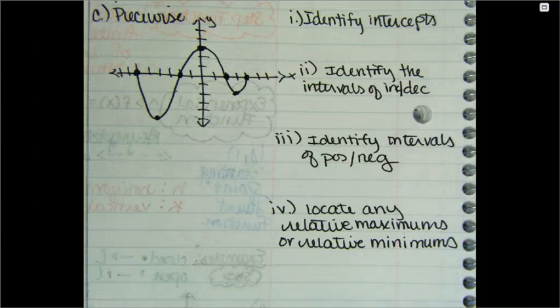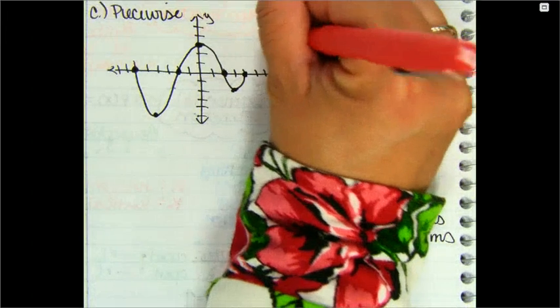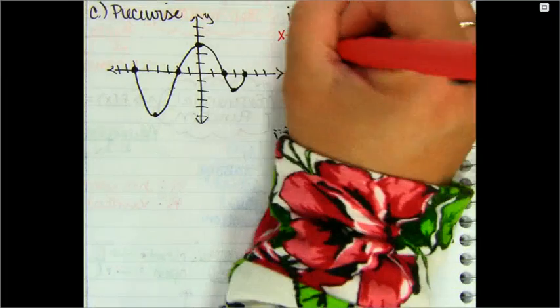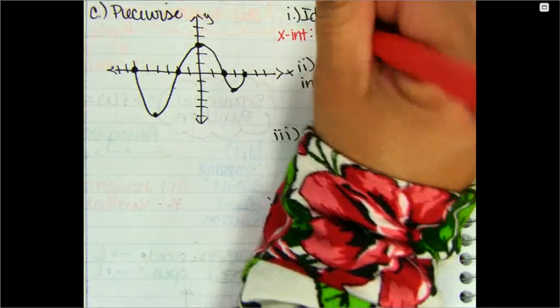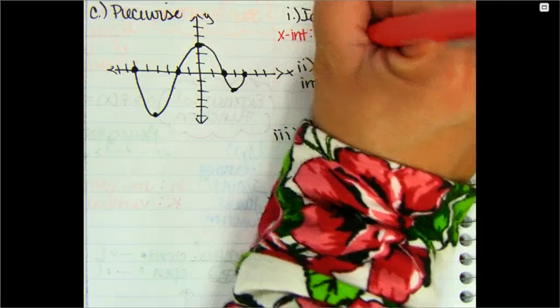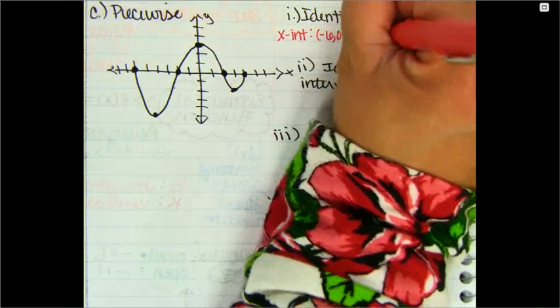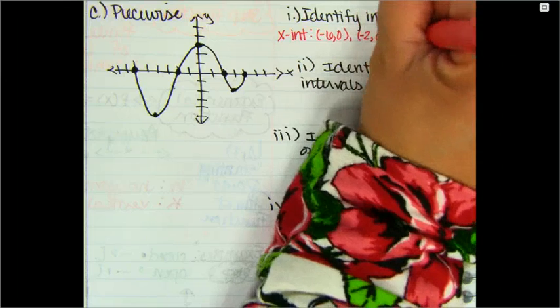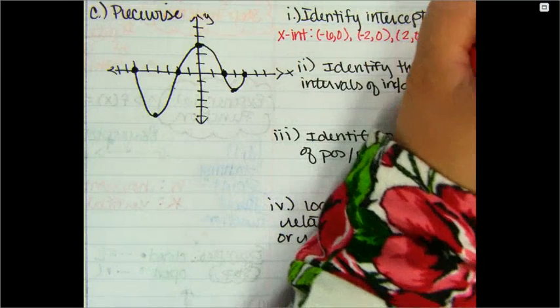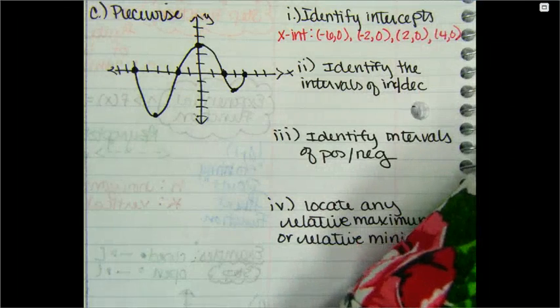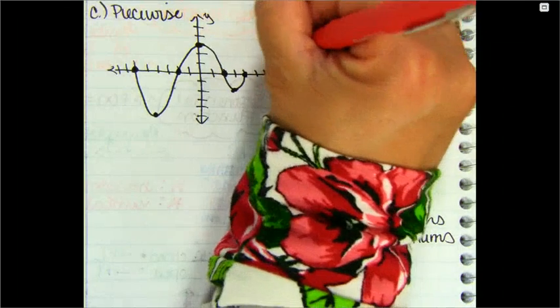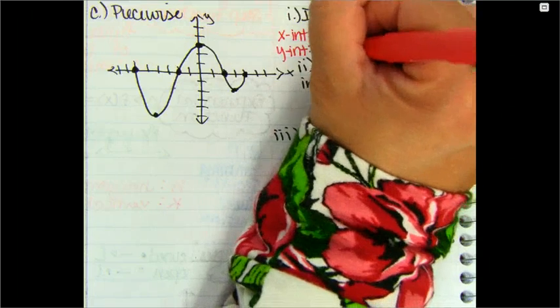Ready? All right. Identify intercepts. Which ones do they want? X-intercepts or Y-intercept? Does it matter? Nope. So let's give x-intercept first. Where's your x-intercepts? Is there more than one? What are they? Comma 0. What else? Very good. Also? And? Good. All right, y-intercept, what are they? Just 0, 3.